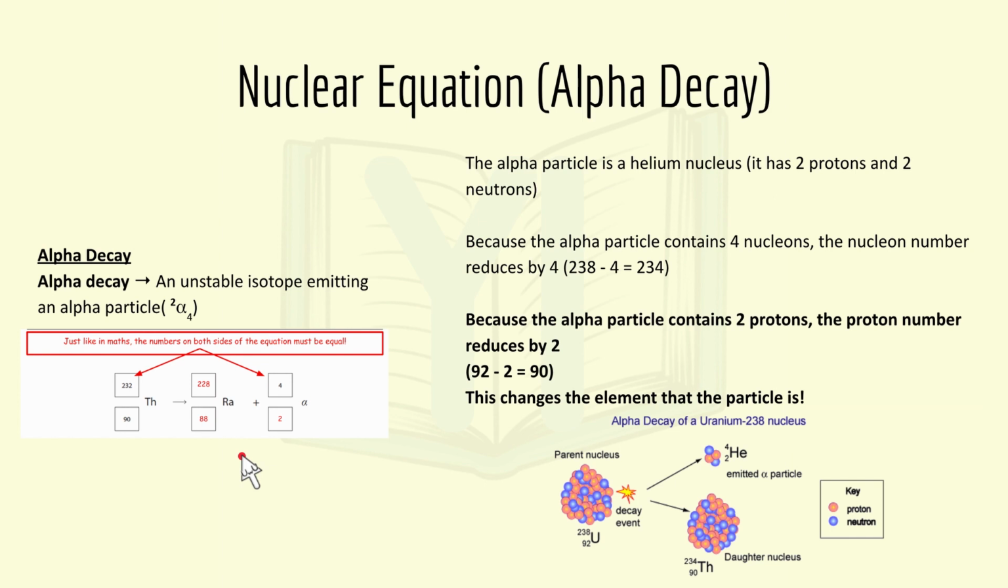And then here's the nuclear equation for alpha decay. For alpha decay, an unstable isotope emits an alpha particle over here. The alpha particle is a helium nucleus, as it has 2 protons and 2 neutrons. Because the alpha particle contains 4 nucleons, the nucleon number reduces by 4, which is 238 minus 4. And because the alpha particle contains 2 protons, the proton number reduces by 2. So this changes the element. Here we have Th, thorium. After the alpha decay, it will become a radium plus A.